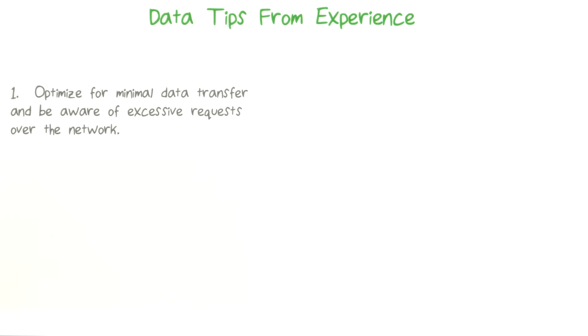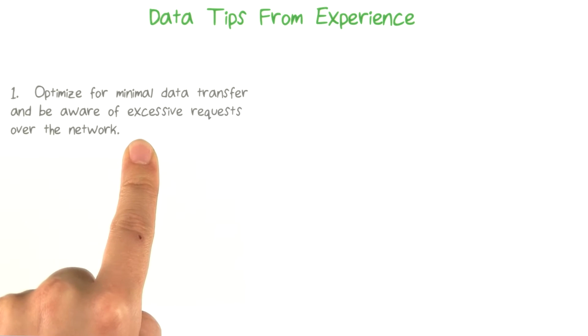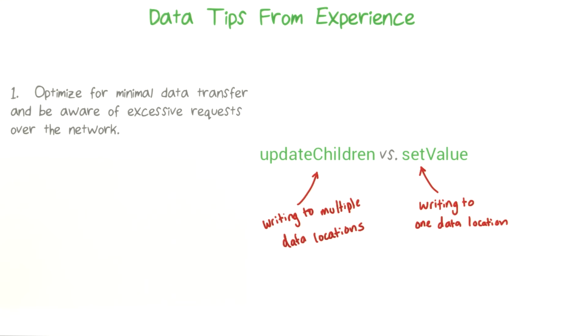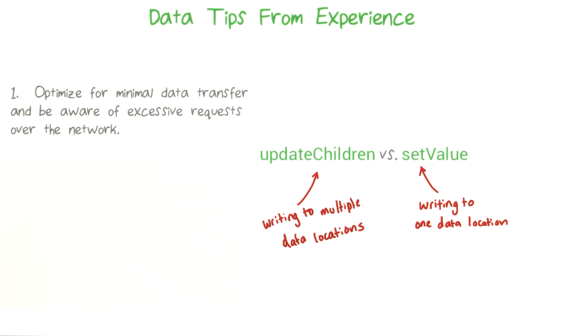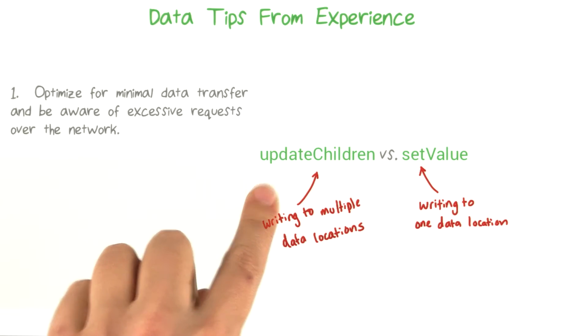This means that you shouldn't be pulling down tons and tons of data every time the user changes a shopping list item if you don't need or use that data. Of secondary importance is the number of network requests that you make. When you're writing to your database, this means being aware of whether you should use update children or set value. Set value is great for writing data to one location in a database, but if you need to write data to multiple locations in a database, it's better to use update children.